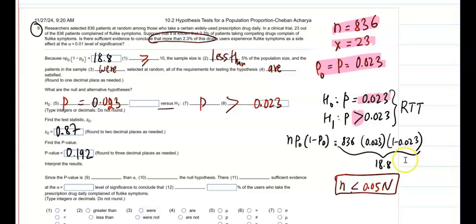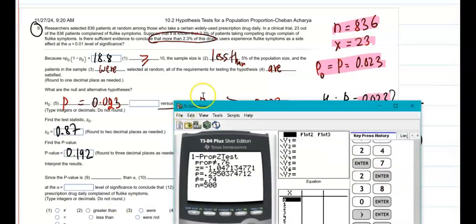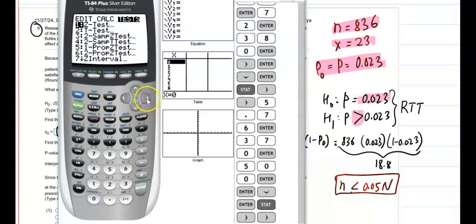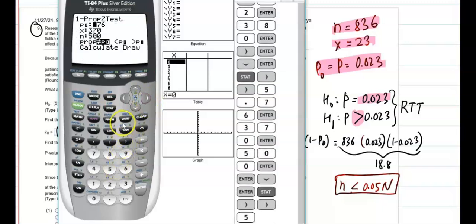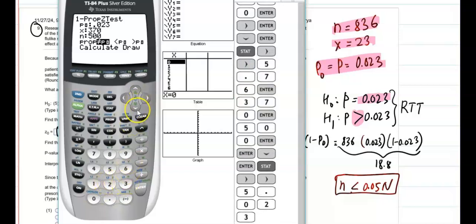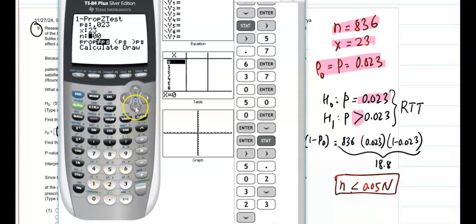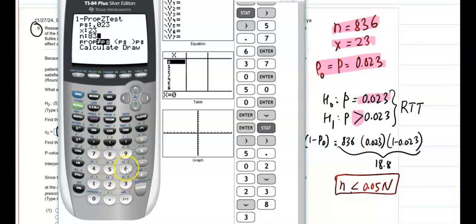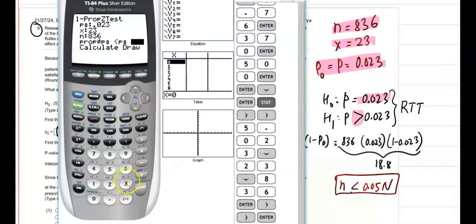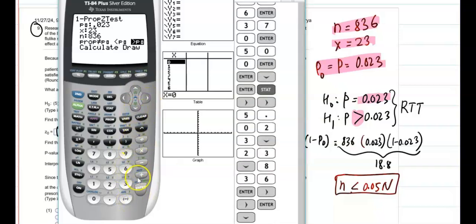0.192. Again, let me show you here, if you want. So you do Stat, Test, number 5, and p0 is going to be 0.023, x is going to be 23, and the sample size is going to be 836. Enter, and this is greater, so use the greater, right tail test, and go to the second and calculate here.